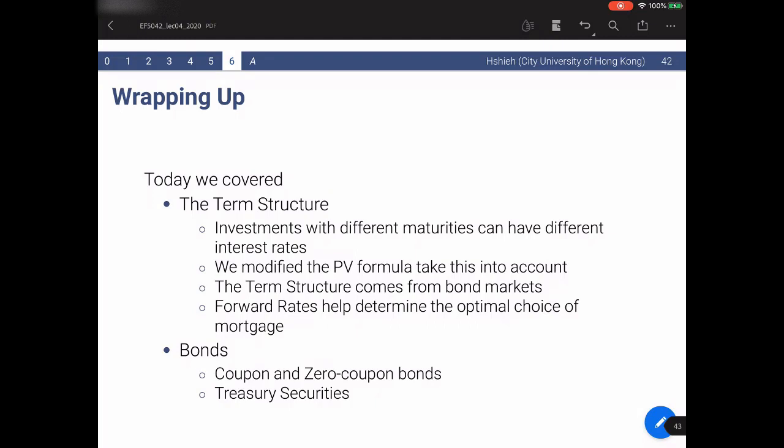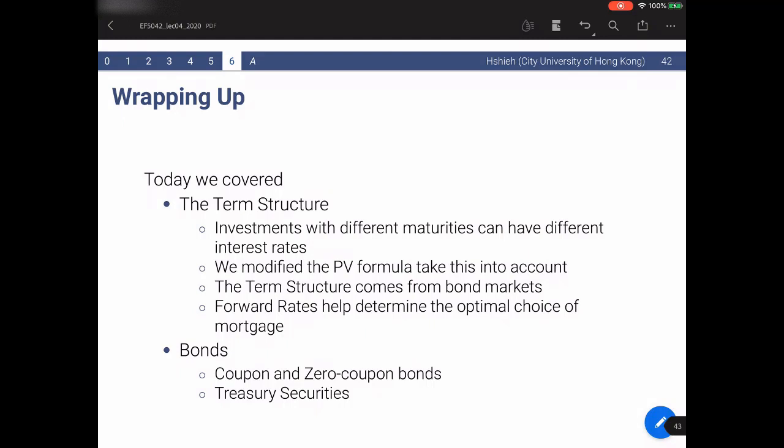So our present value formula has been modified to take this into account. We shouldn't be using, ideally, if we have a term structure, a fixed interest rate. We should be using interest rates along the term structure, which are derived from yield to maturity of riskless assets. So to reiterate, the term structure comes from the bond markets, specifically from the treasury bond markets or other sovereign debt markets in which we have developed countries with good credit.